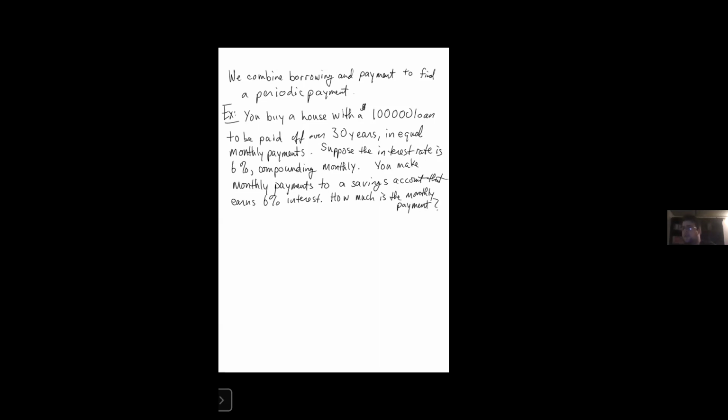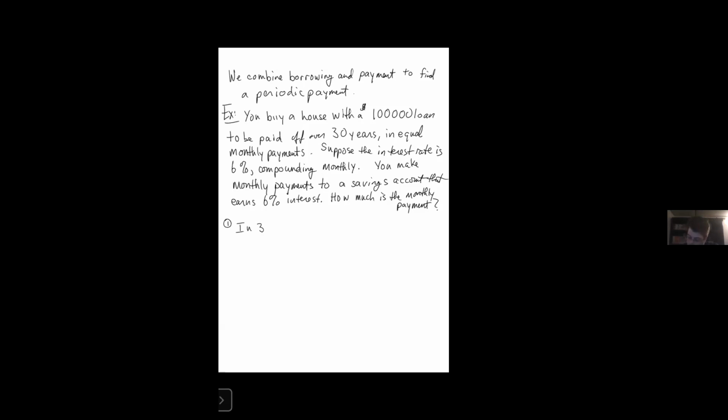So with all this information, there are two things we're being asked here. We're asked how much is the monthly payment, but to figure out what we're paying, we need to figure out how much the loan is worth. So we take out a loan, and in order to pay it off, we're paying into a savings account that earns interest. And across 30 years, we're going to want these two values to be equal. So let's start by figuring out how much the loan is worth.